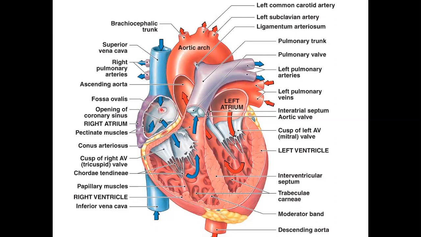Once blood gets into the right atrium, it's actually going to flow through this valve. This valve is called your tricuspid valve, on the left-hand side. It's also called your right atrioventricular valve because it's in between the atrium and the ventricle, the right atrium and the right ventricle. So here's the right atrium.